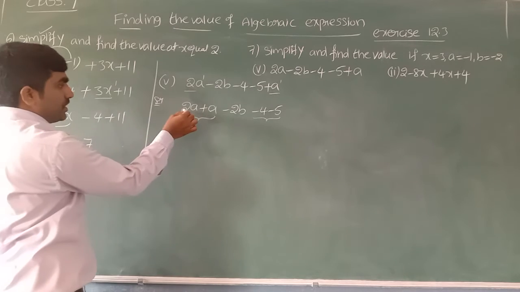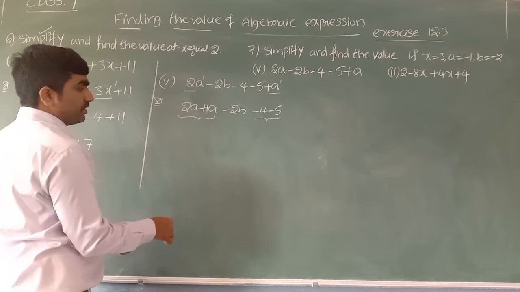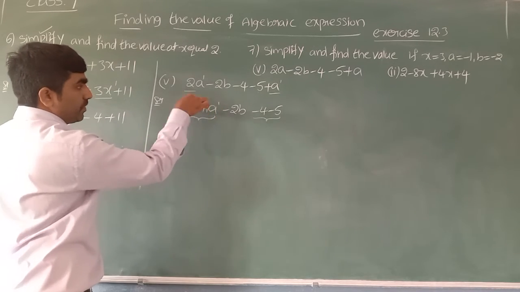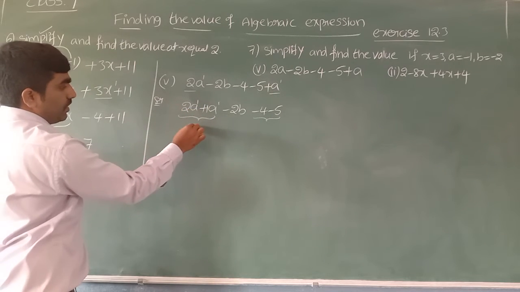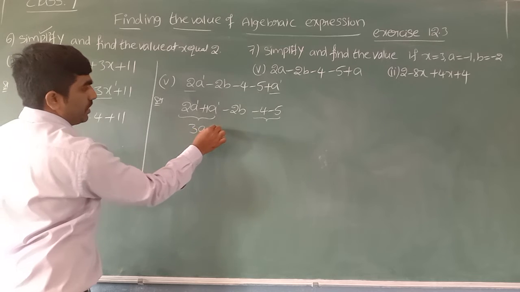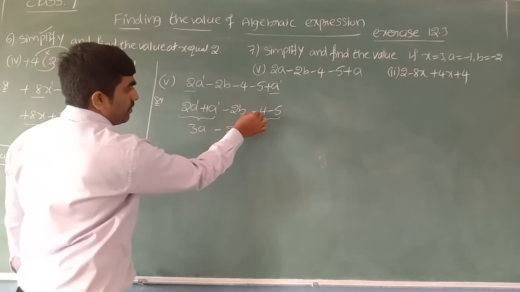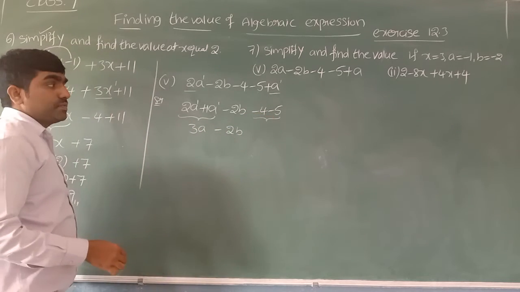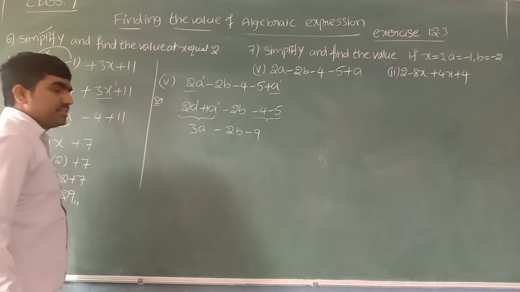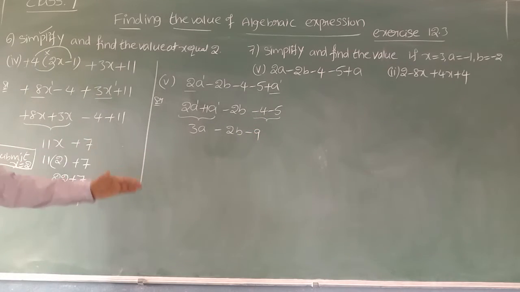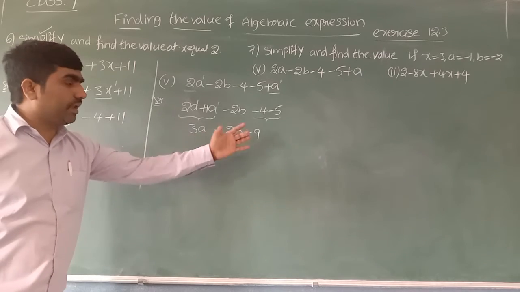See, the coefficient of a is 2, and the other a has coefficient 1. Same variable a, same power 1, like terms. Simplify the coefficients: 2 plus 1 is 3, and the variable term stays, so 3a minus 2b. Even these both are like terms, we can make a single term: minus 4 minus 5 is minus 9. Now we simplified. We can't simplify further, because all the rest are unlike terms.